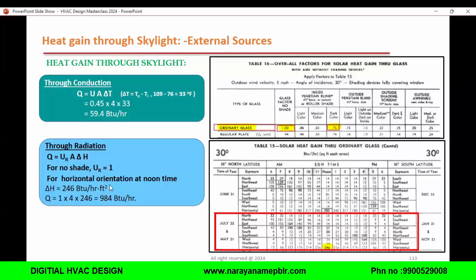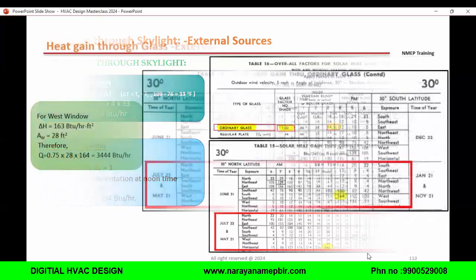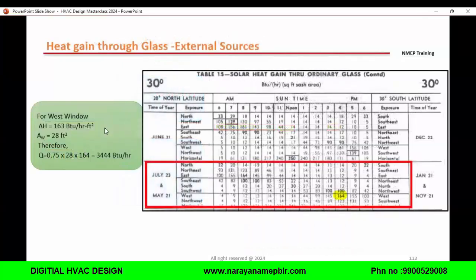This is per square feet, you can see, right? And here you have multiplied, for example, here you see per square feet and we have 28 square feet. If you multiply, you will get it for the total area, right? So this square feet is cancelled, and you'll get the unit as BTU per hour.